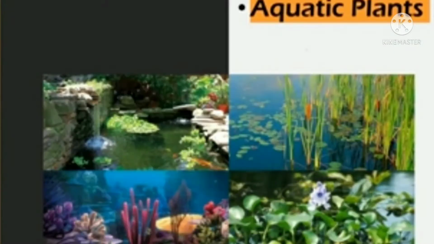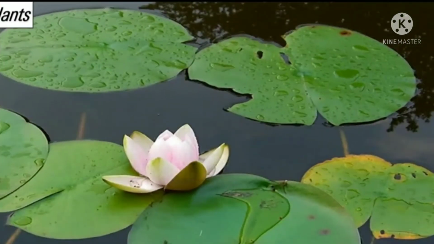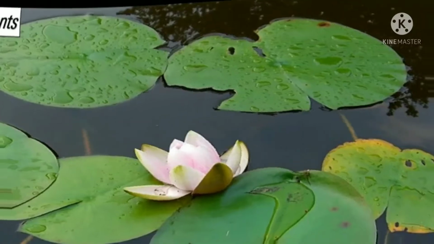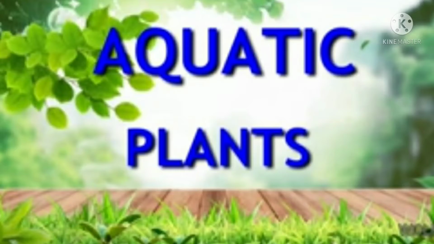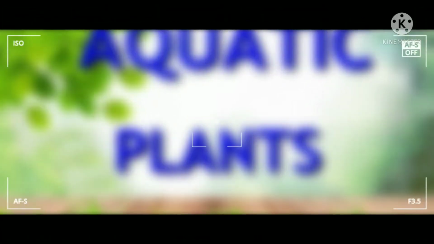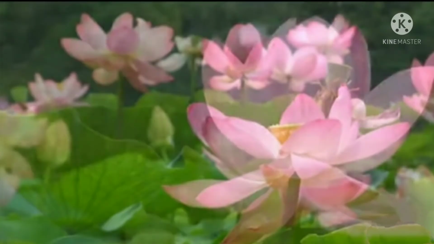Children, you might have visited some pond or some river, isn't it? You might have seen some plants growing inside or some plants growing on the top of the water, right? These plants are nothing but aquatic plants. Okay. So, what are aquatic plants? Plants that grow in water are known as aquatic plants.